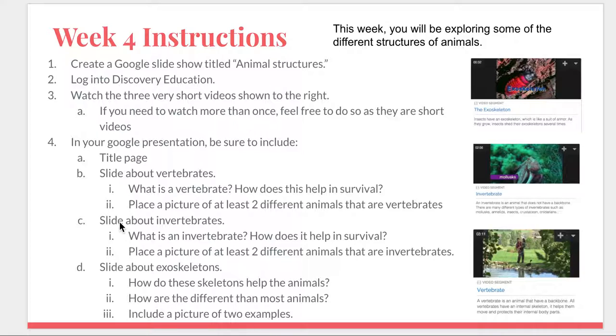You should also have a slide about invertebrates. With that, you're going to tell me what an invertebrate is, how that helps in survival, and also make sure to place a couple pictures of animals that are invertebrates. And lastly, a slide about exoskeletons. I want you to describe how exoskeletons help animals, how they're different than most animals, and make sure again to include a couple pictures of some animals that have exoskeletons. They should be pretty easy for you to find on Google.